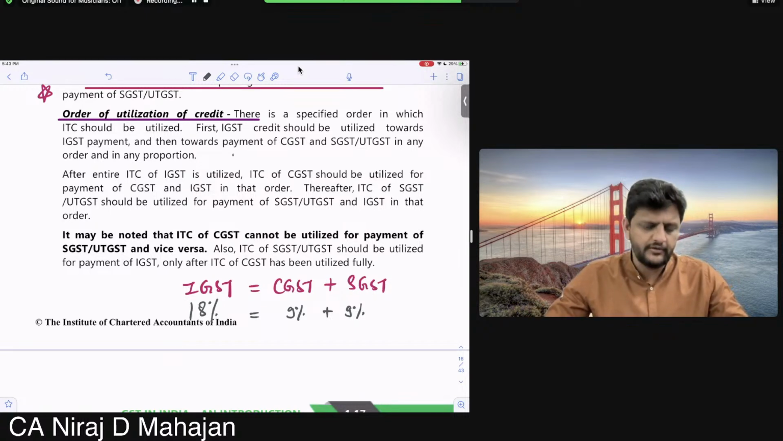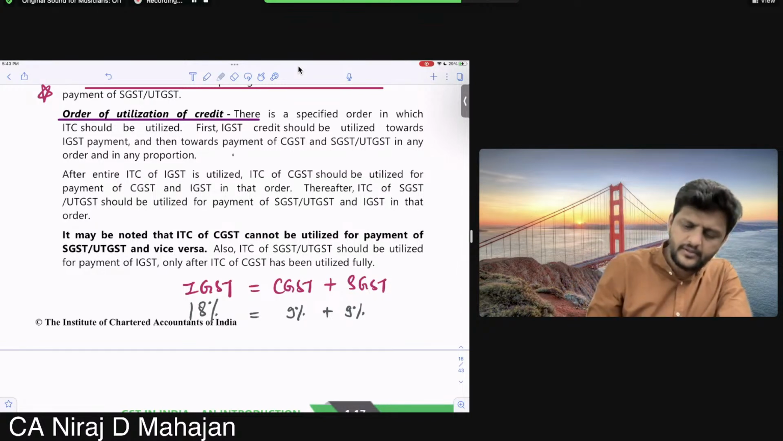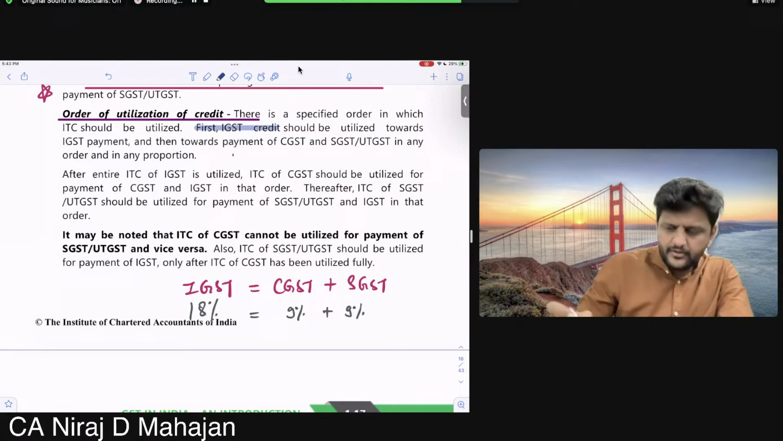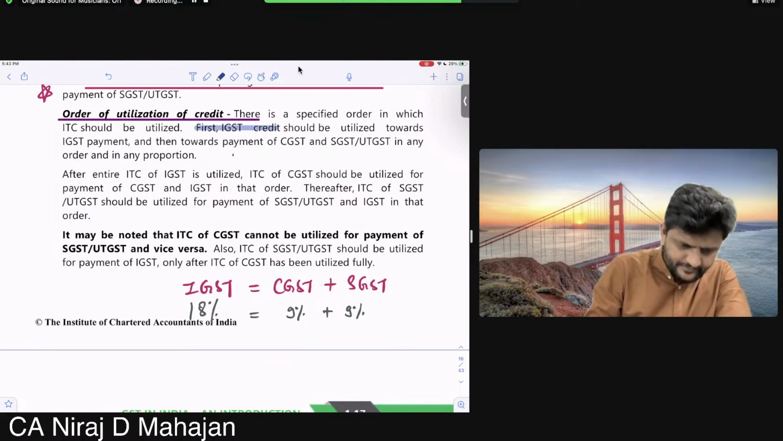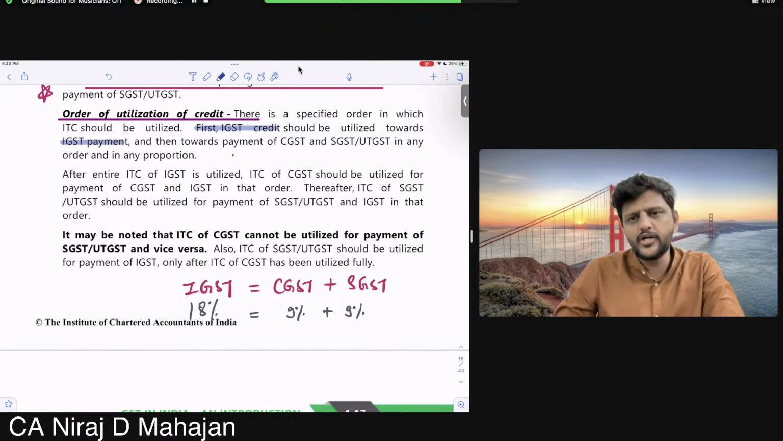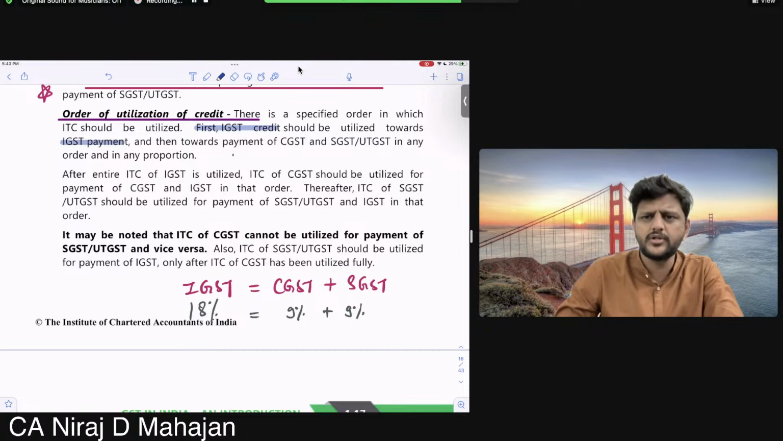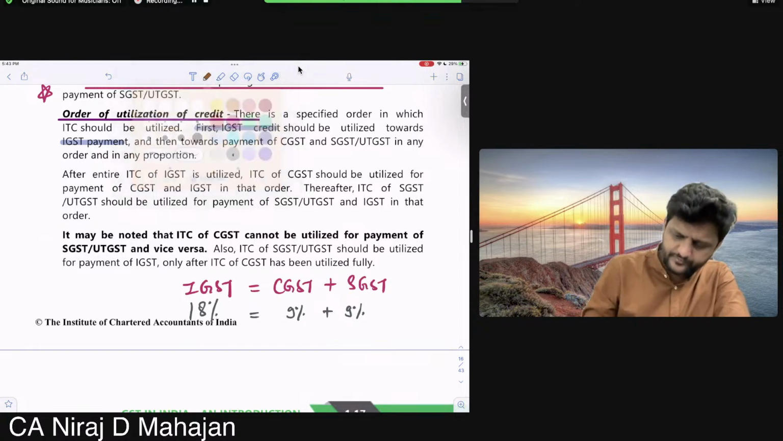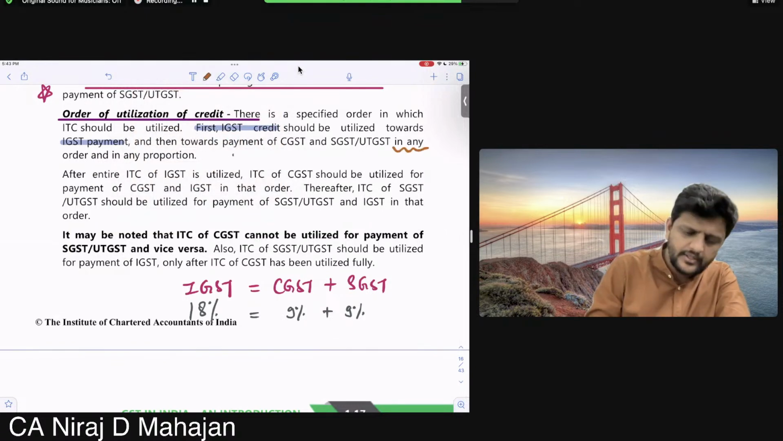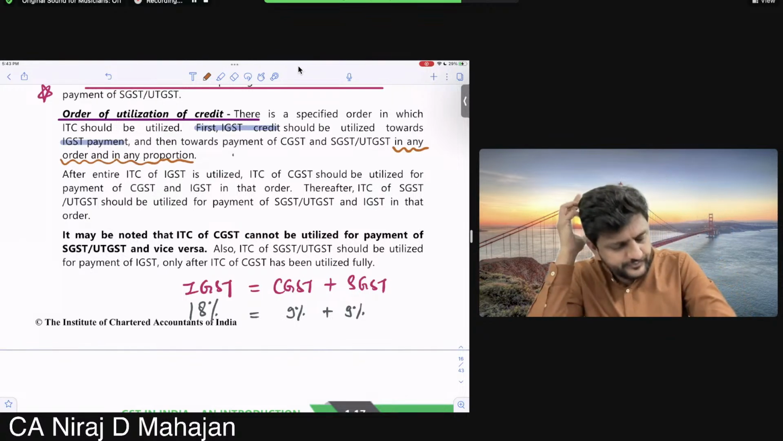There is a specific order in which ITC should be utilized. First, IGST credit should be utilized towards IGST payment and then towards payment of CGST or SGST. Now, whenever I use the term SGST, it includes UTGST. Underline this word: in any order and in any proportion.